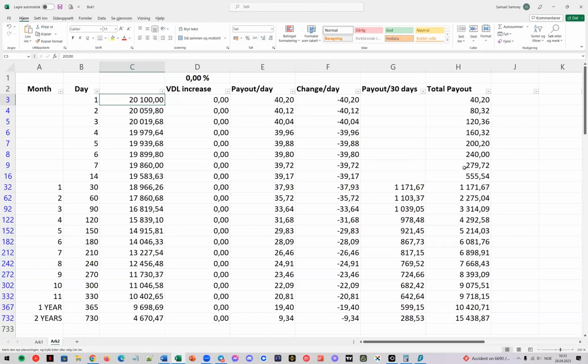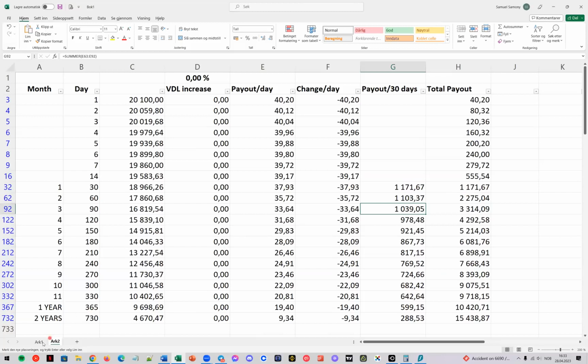In total, after 1 week, we will have been paid $279. And after 2 weeks, $555. And after 1 month, $1,171. And here we can see the payout over 30 days. So the first 30 days, 1171, next 30 days, 1103, 1039, and so on.